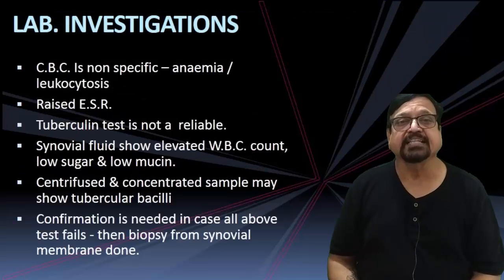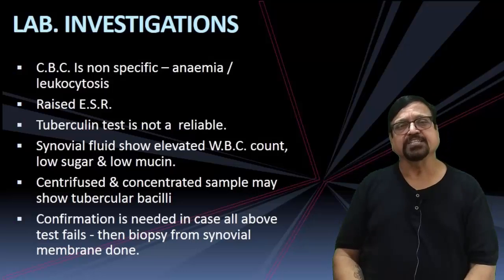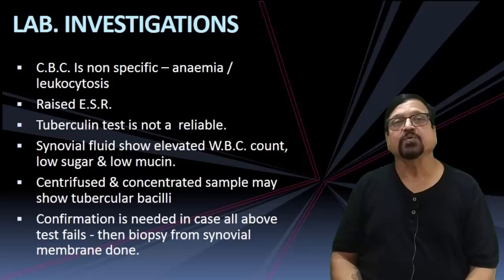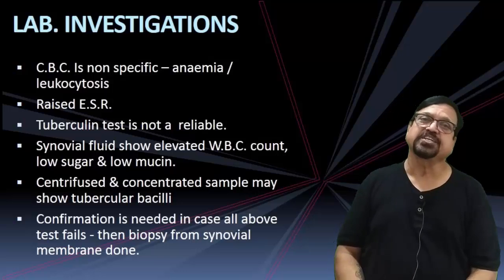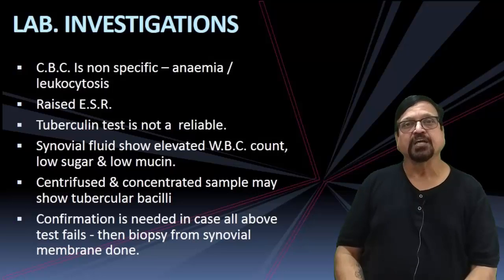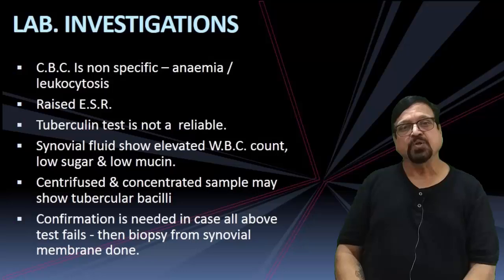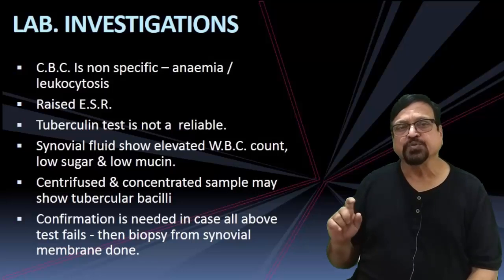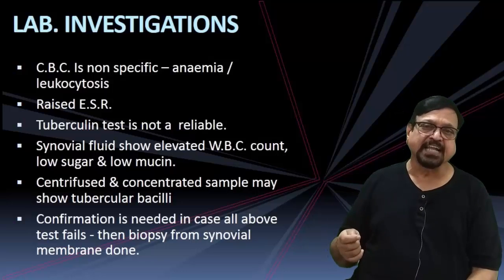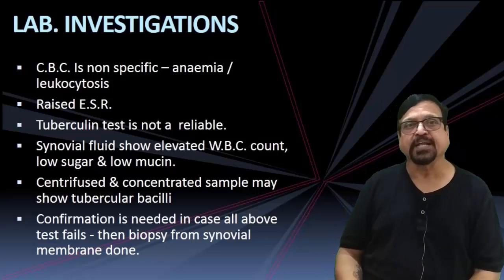Which are the other supporting investigations for tuberculosis? CBC is not specific. Anemia, leukocytosis may be associated features. Raised ESR, yes, it should be considered as a sign of tuberculosis. The tuberculin test has a limited role as far as the age of the patient is concerned. In the elderly, it is not considered reliable. Also, if BCG vaccine has been given, it has a limited role. So that is another thing we have to check before asking for a tuberculin test.